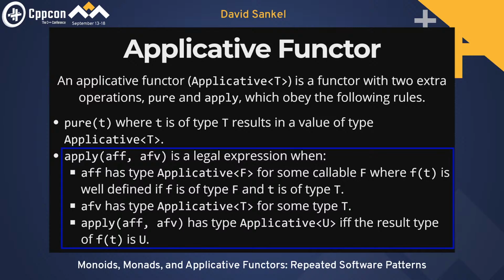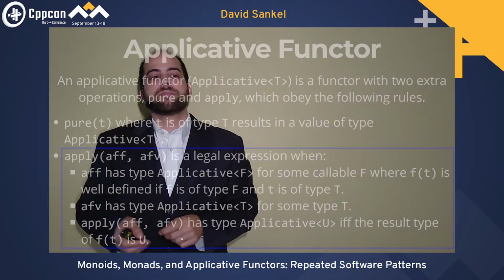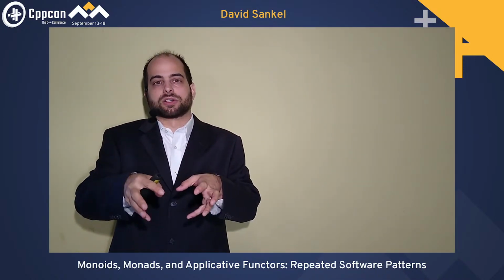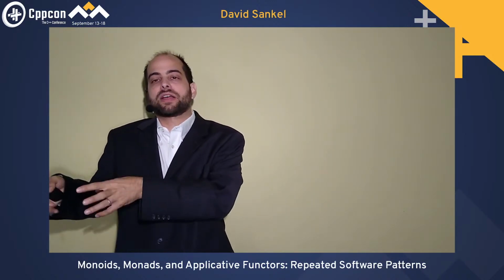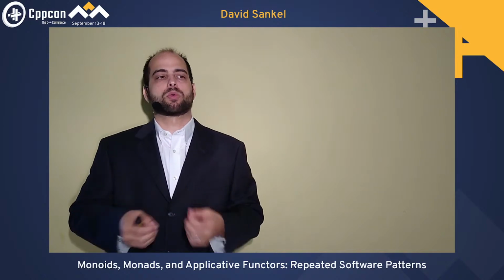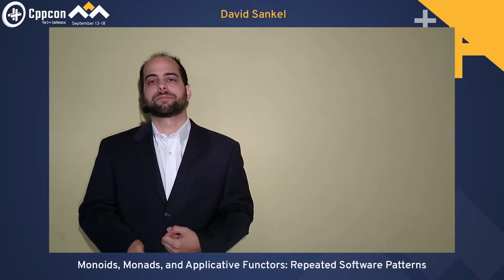Apply is something that applies an applicative of a function to an applicative. So remember how with map, you took just a plain old function from A to B and applied it to the functor of A to get the functor of B. The difference between that and apply is that apply takes an applicative of the function and applies it to an applicative value to get a new applicative value. We'll look at some examples of this to make it more concrete in a second.